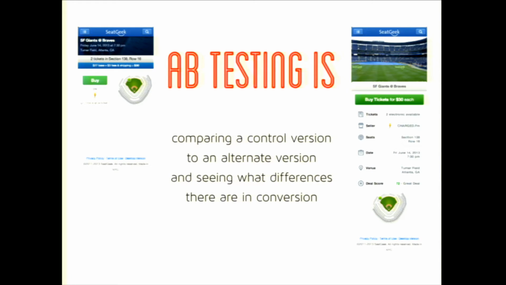You sort of want to test a control against the alternative and see what the differences are in the conversion rate. So in our case, the control was the old version, the plain version that has a little mini map and a small buy button, against the alternate. And we want to see whether or not users check out more or click that green button more often.